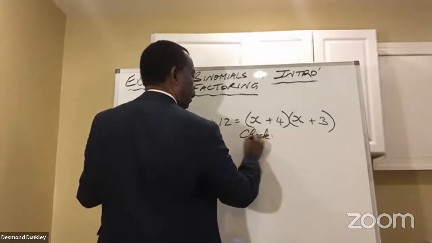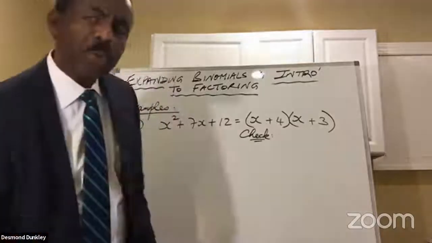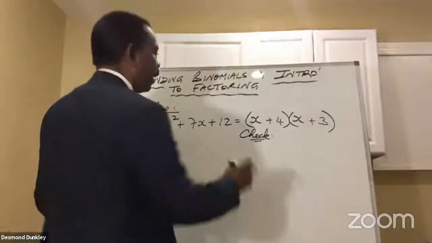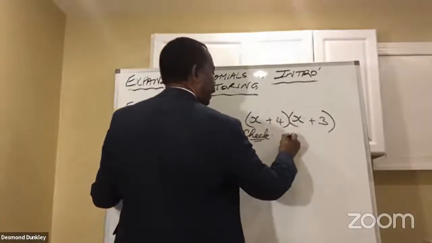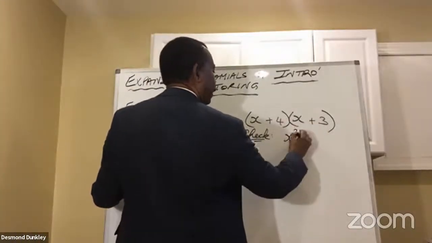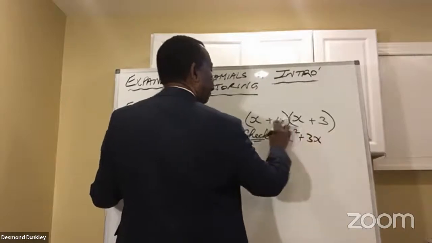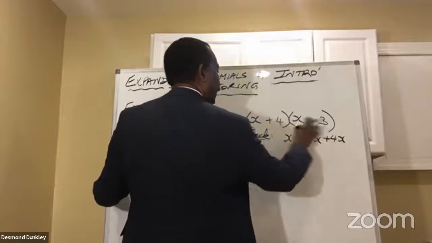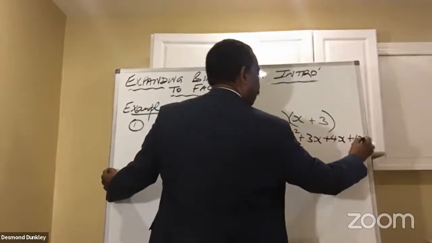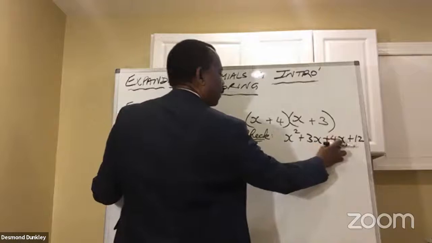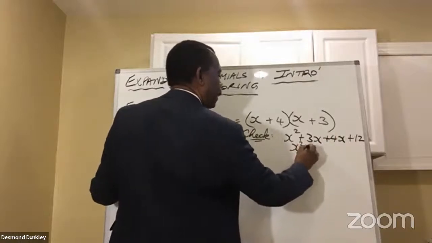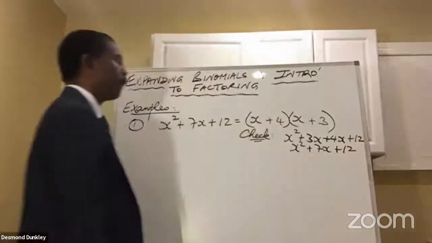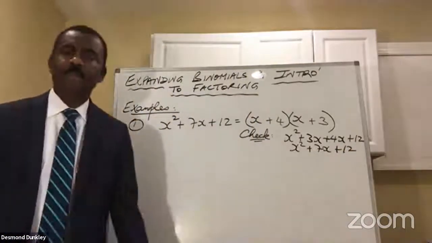Once you know that it works, you don't have to check, but I want to check to convince you that it works. X times x, x squared, x times 3, 3x, 4 times x, 4x, 4 times 3, 12. The two middle terms combine, and we get x squared plus 7x plus 12. That's exactly what's over here.